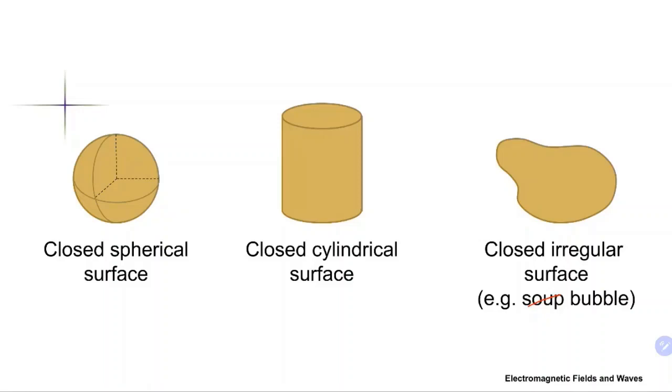Okay, so an irregular surface, like a bubble or something like that.